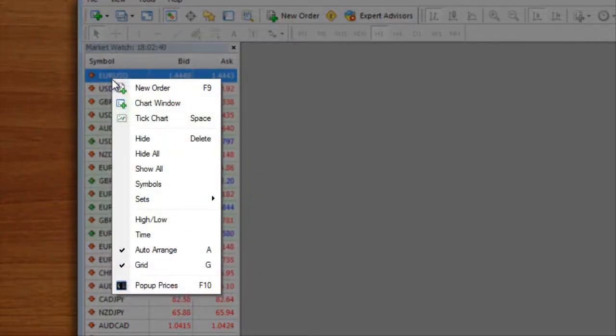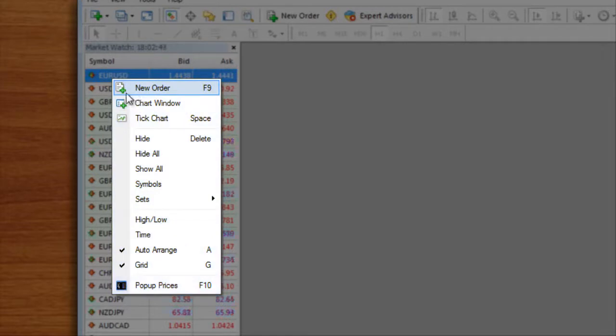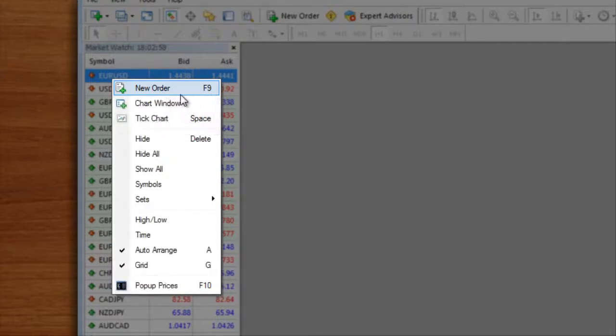Now, the true power of using the Market Watch comes into play when we right-click anywhere within the window. There are plenty of functions and commands here, so we need to take bite-sized chunks and deal with one at a time over the duration of the next few video sessions. The first command is placing a new order with the very essential shortcut of F9, and it is really the same command as we can see in the standard toolbar.